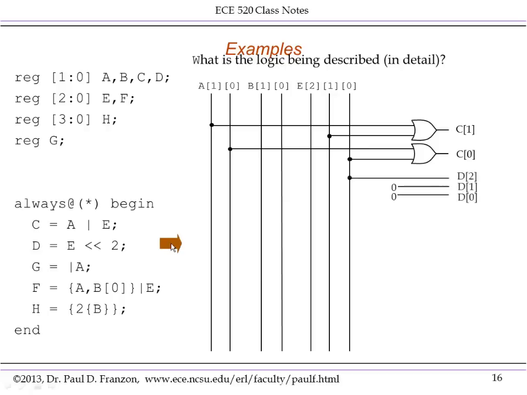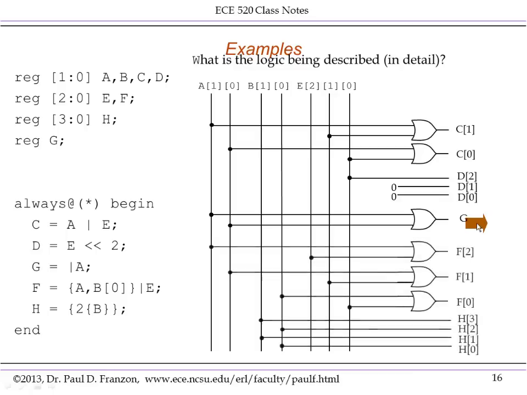E shifted left 2. Well, bit 0 of E becomes bit 2 of D, and then it's 0 filled. Vertical bar A takes the 2 bits of A, runs them into an OR gate. A, B colon 0, ORed with E. So we have A is the most significant bits, B colon 0 is the lowest order bit, ORed with E, goes into 2-bit XOR gates to produce F. Make 2 copies of B, we just take B, tap it out twice to produce the 4-bit vector H.